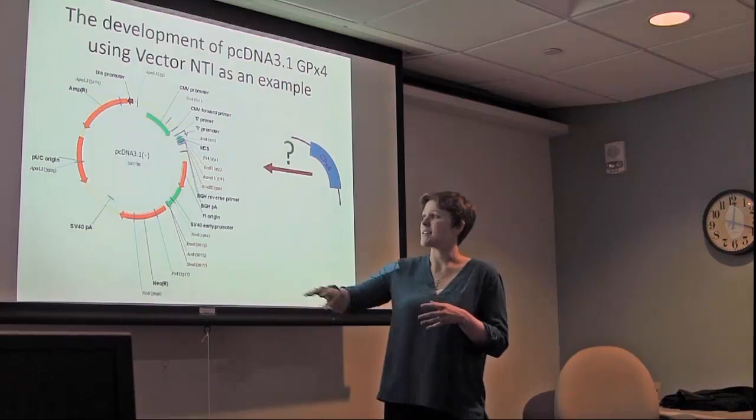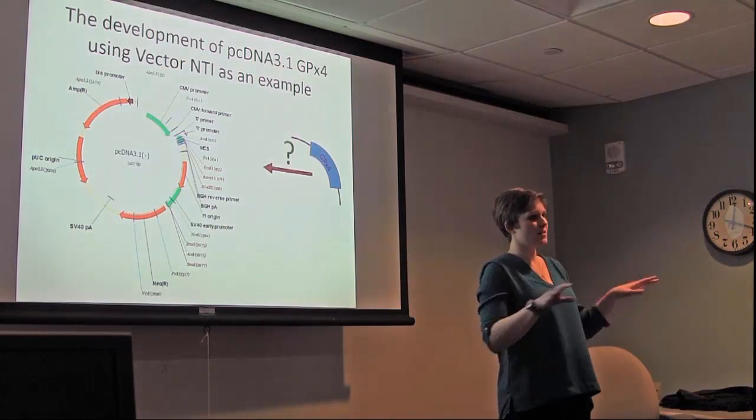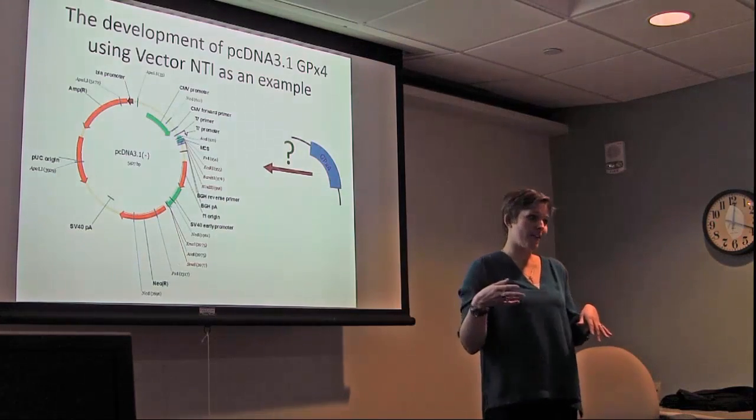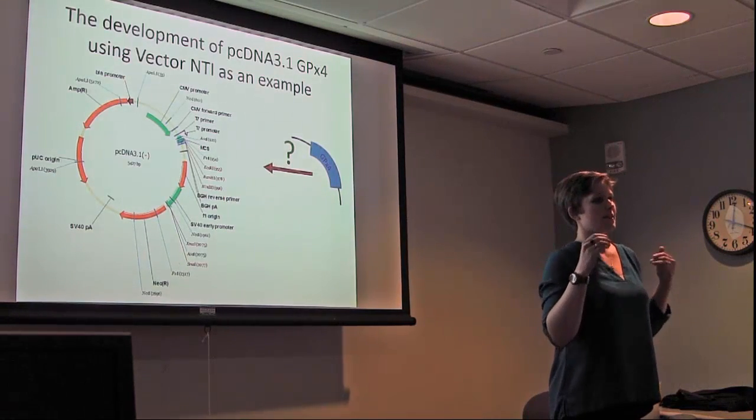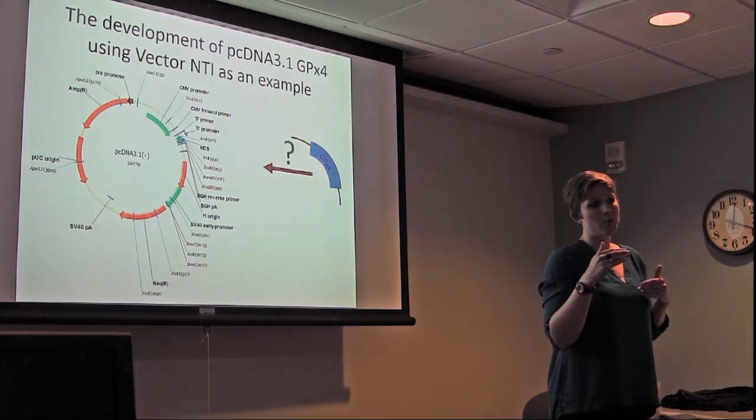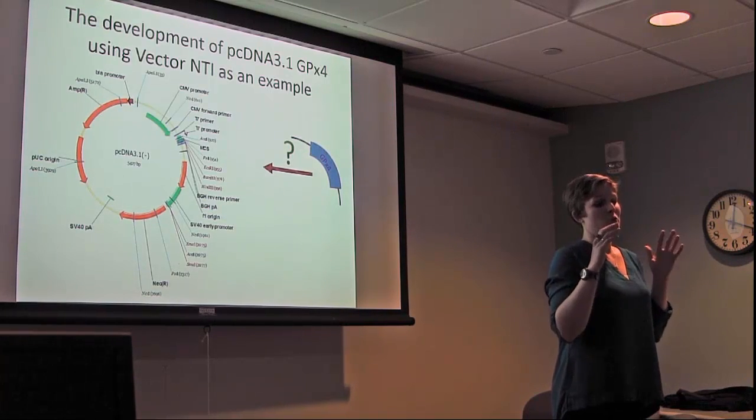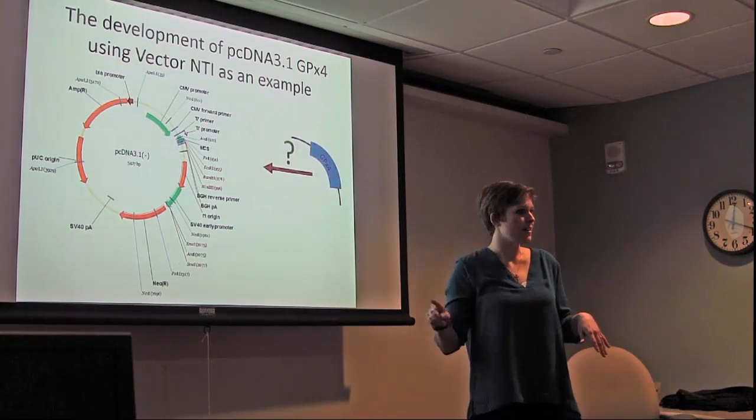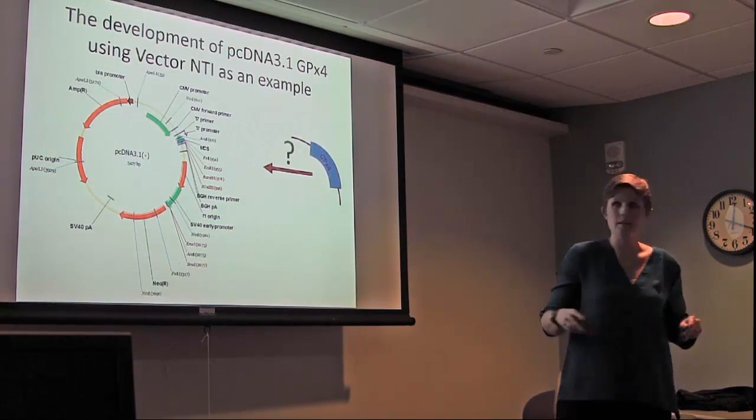But this is basically, if you input a vector sequence into Vector NTI, the kind of map you can get. The other great thing about Vector NTI is that it actually has a library of Invitrogen plasmids that you can search through and pull them up and open them, and they'll all be annotated like this and everything. So that's another nice thing.